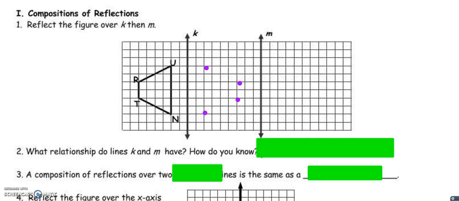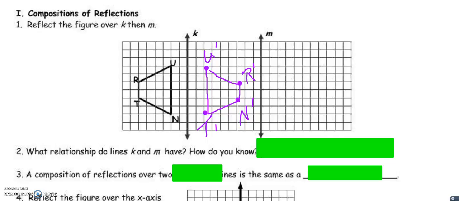So then you need to label these. And so you would have U prime, R prime, N prime, and T prime. You also need to connect your new dots to have your new shape.